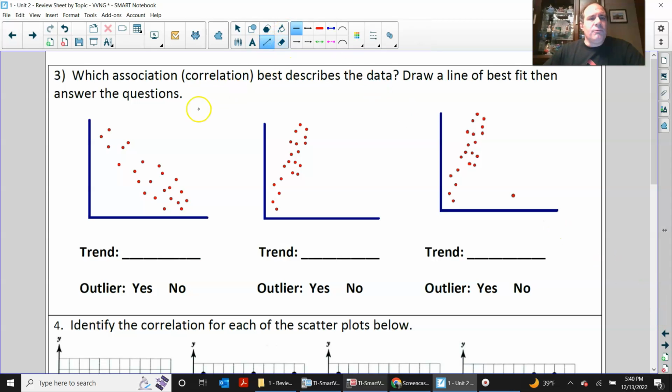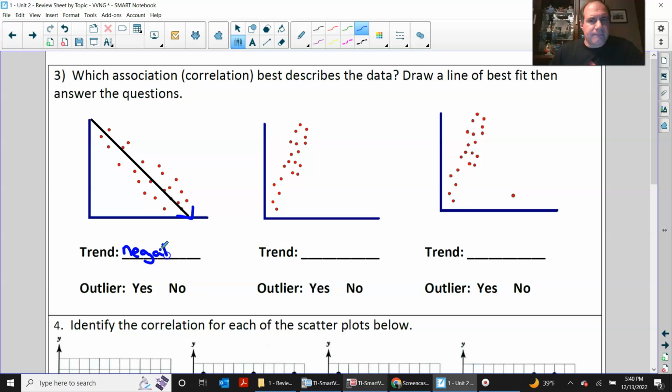Okay, so which association or correlation best describes the data? I am going to practice drawing the trend line. That trend line would be going down, so it is a negative association. And you could say correlation is the same thing.